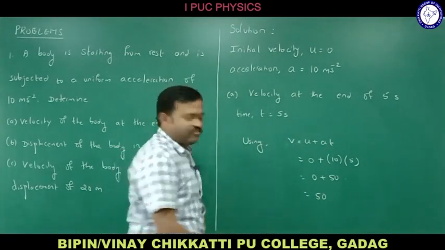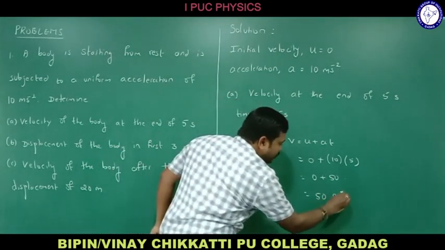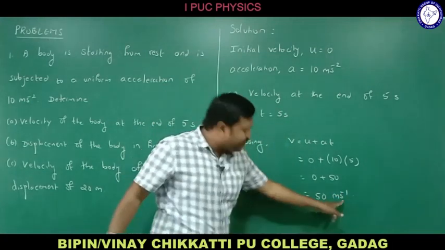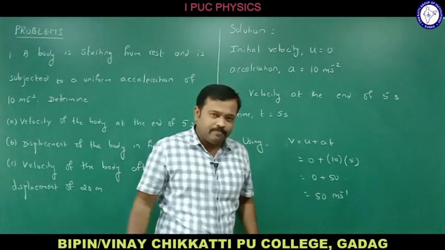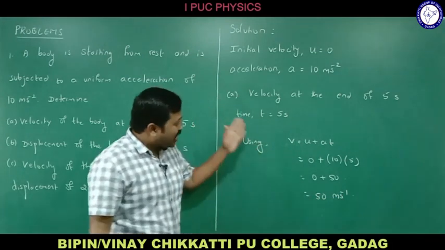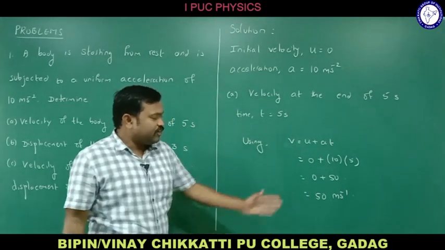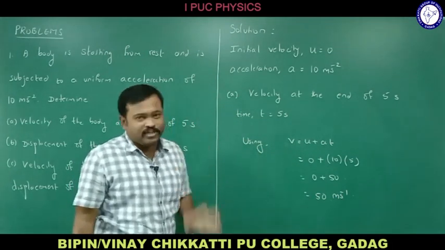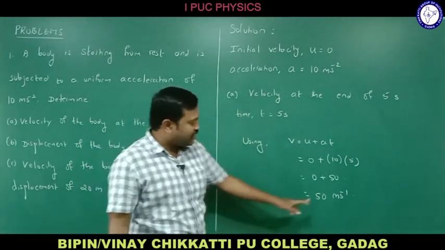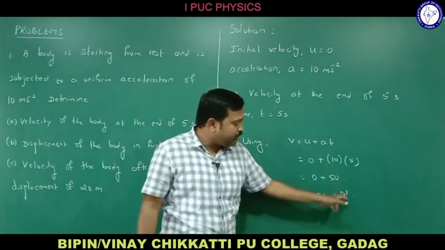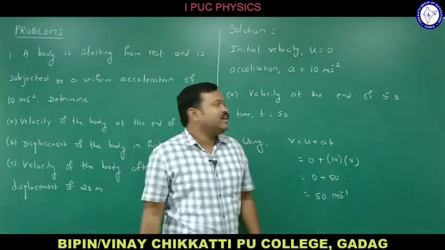What is the SI unit of velocity? That is meter per second. Writing the unit itself carries 1 mark. Do remember, whenever you calculate physical quantities, you need to mention their SI unit. So what is the velocity at the end of 5 seconds? It is 50 meter per second. This is the final velocity.